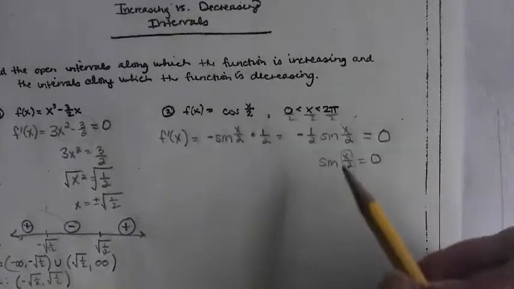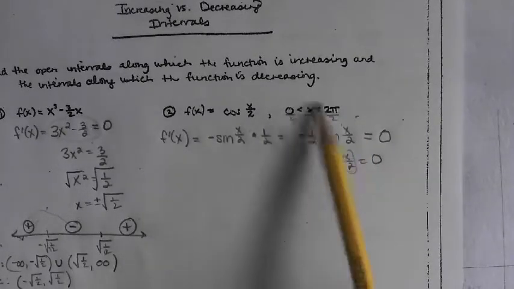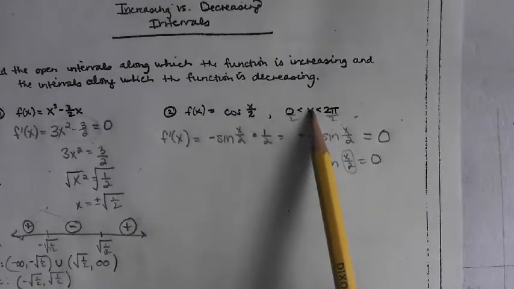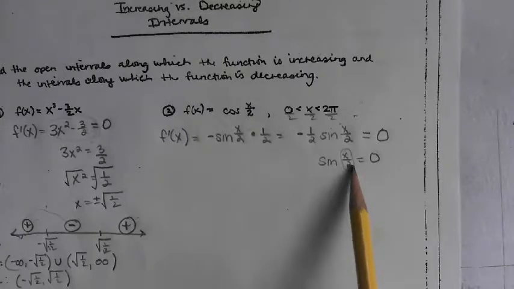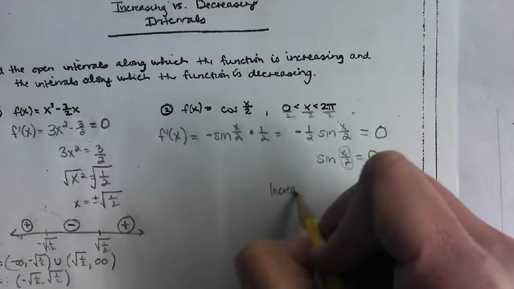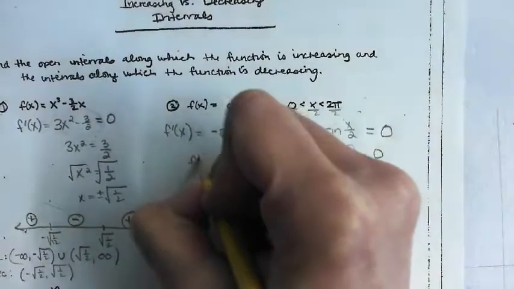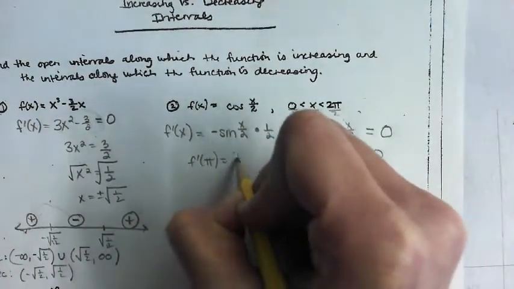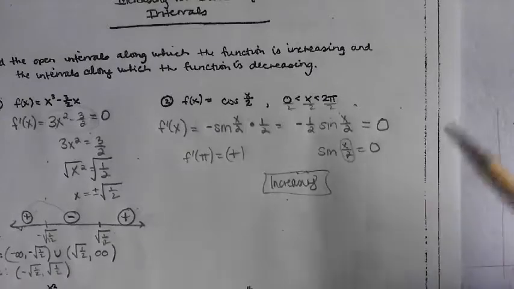Okay. So all we need to do is just plug something in to the derivative and see what it's doing. So if you want to plug in just pi to the derivative, sine of pi over 2 is positive or negative? Positive, so it's increasing the entire time. F prime of pi, if you want to just show that. So it's increasing along the entire interval.